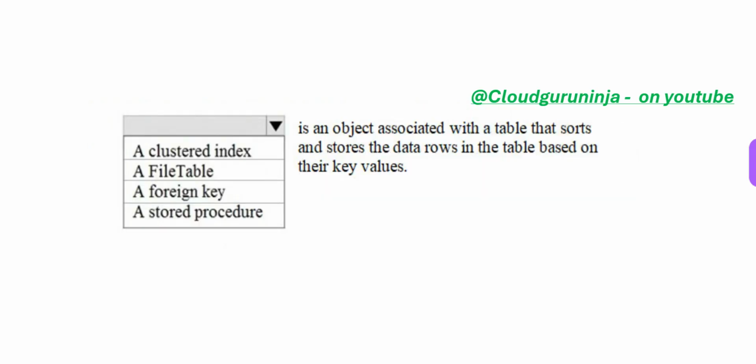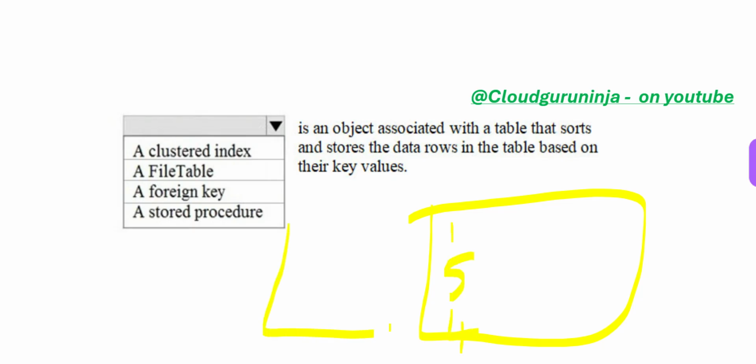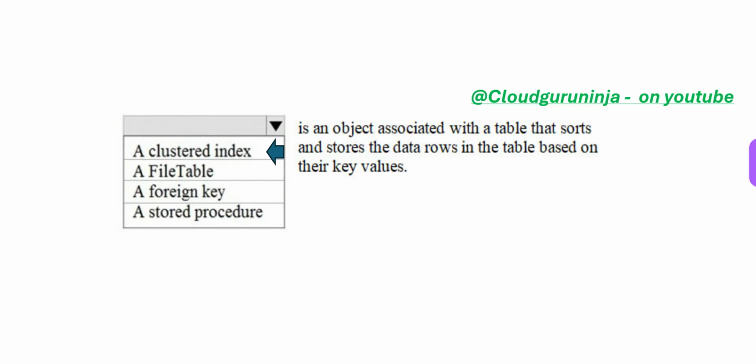Which object is associated with a table that sorts and stores the data rows in the table? You have a table and you have data, and it will sort and store it properly based on their key values. So in this case, 145 is the key value. Which object? The answer is clustered index.